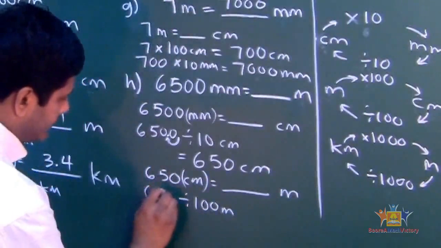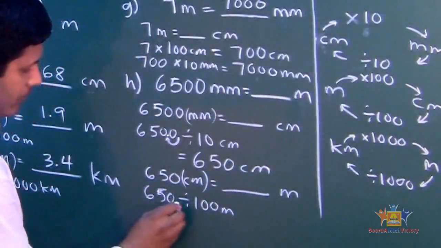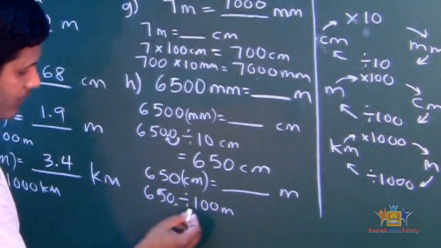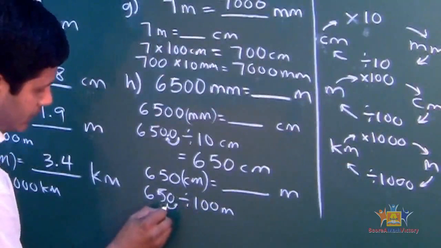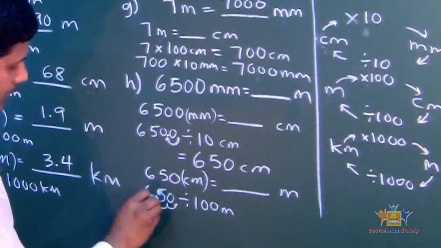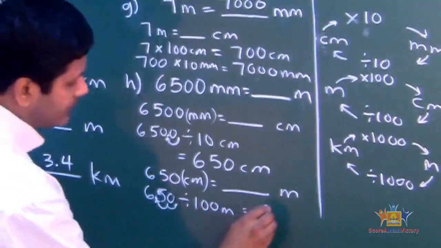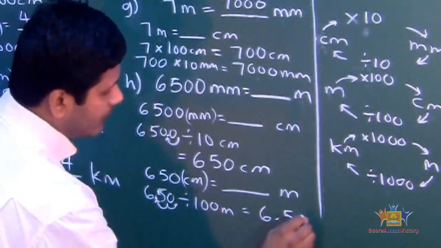Alright, so where's the decimal? Right there. How many times do I move it? When I divide by 100, twice. 1, 2. Then I put the decimal right there. Alright, so that makes it 6.5. So that gives me 6.5 meters.